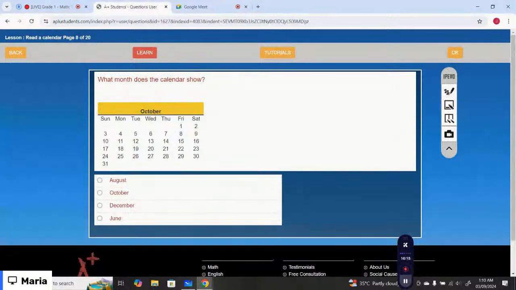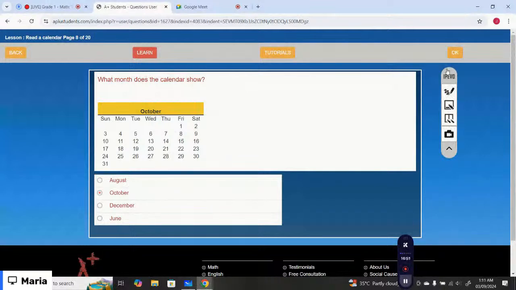What month does the calendar show? So which is the correct option? The very first line shows the name of the month. So the correct option is October it is, right? The correct option is October.